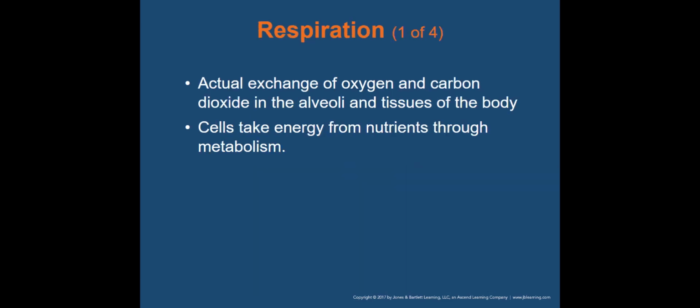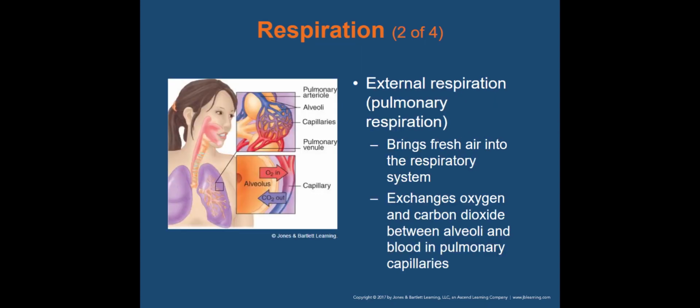In respiration, the actual exchange of oxygen and carbon dioxide occurs in the alveoli and in the tissues of the body. Cells take energy from nutrients through a series of chemical processes known as metabolism, aka cellular respiration, and each cell combines nutrients and oxygen, producing energy and waste products, mainly water and carbon dioxide. External respiration brings fresh air into the respiratory system and exchanges oxygen and carbon dioxide between the alveoli and the blood in the pulmonary capillaries. Surfactant is a fluid that keeps the alveoli open.